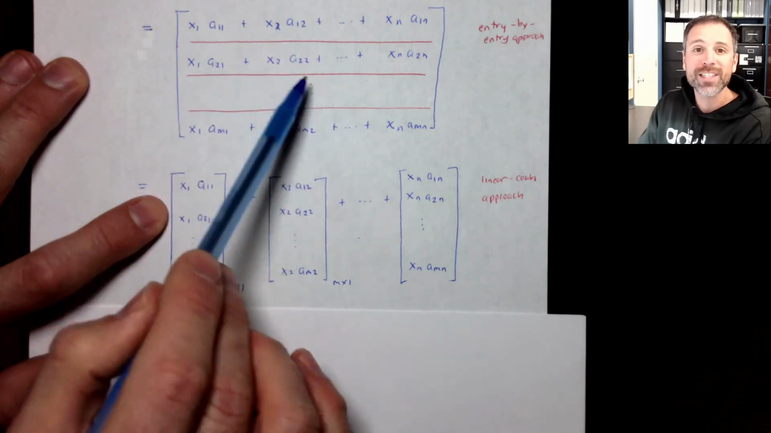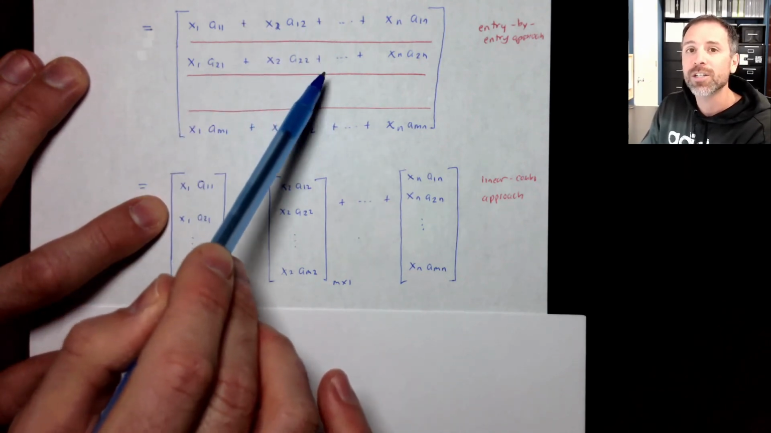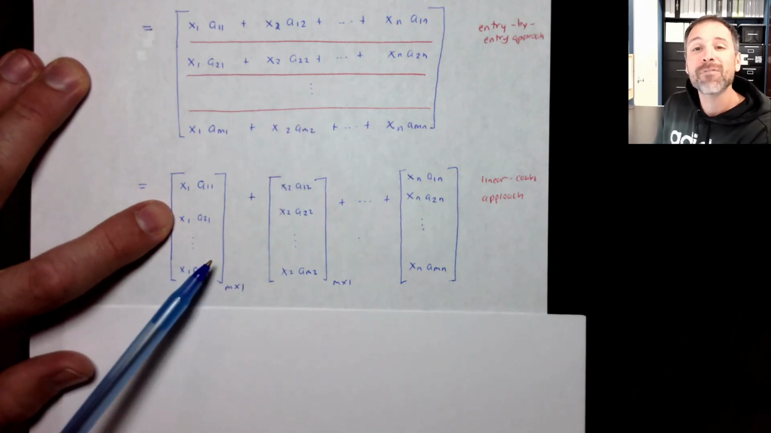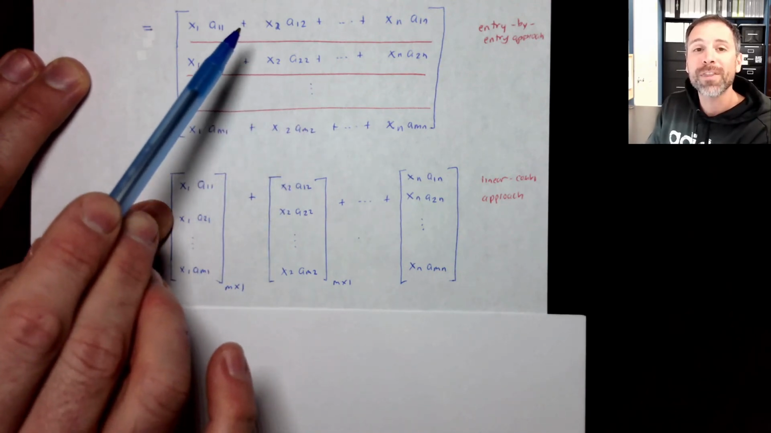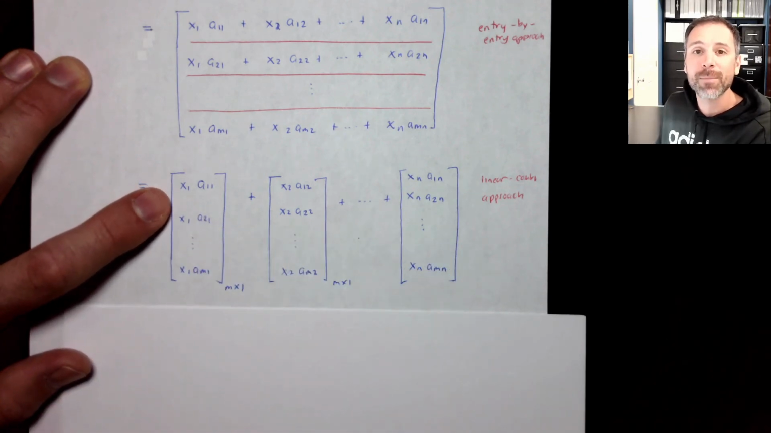So we would call this the entry by entry approach. Another way to say that is it's the scalar approach to construct the product. Here we have the linear combination approach, where we're thinking not about the individual entries, but the entire product as a linear combination of vectors.